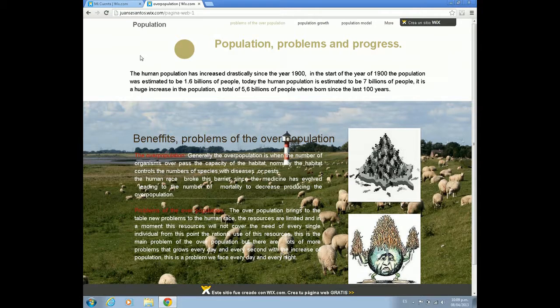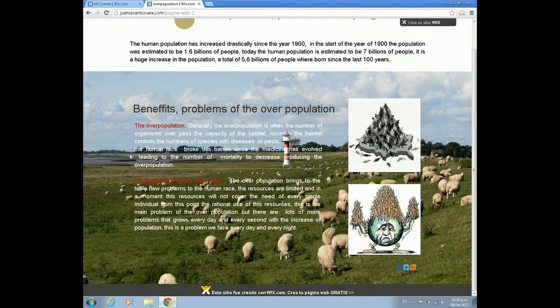Here I will explain the increase of overpopulation between the year 1900 and the present year. In 1900 the population was 1.6 billion, compared to our population today of 7 billion. It was a total increase of 5.6 billion in only 100 years.